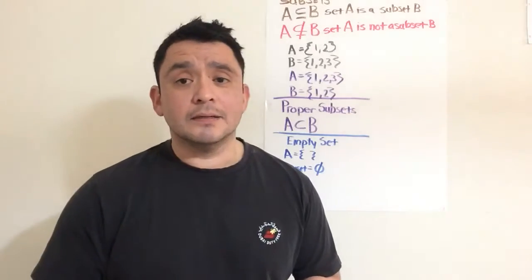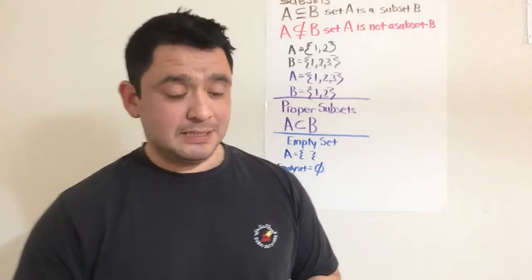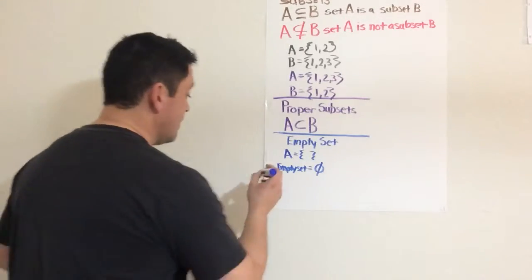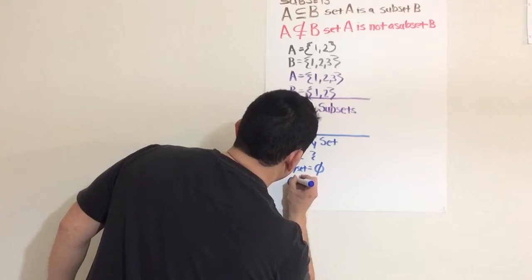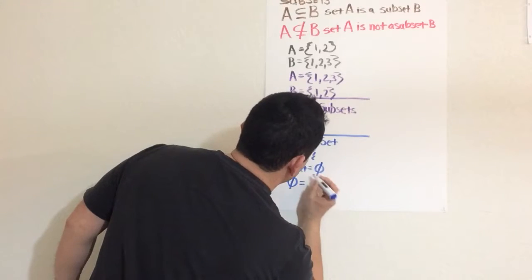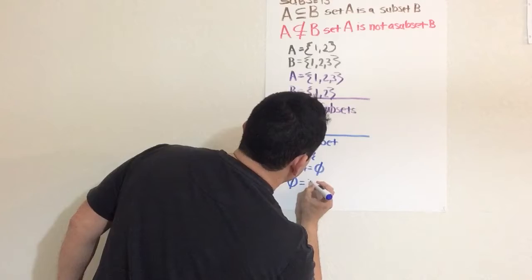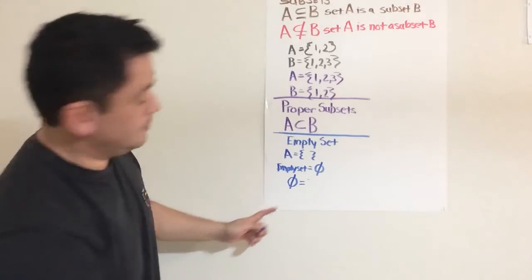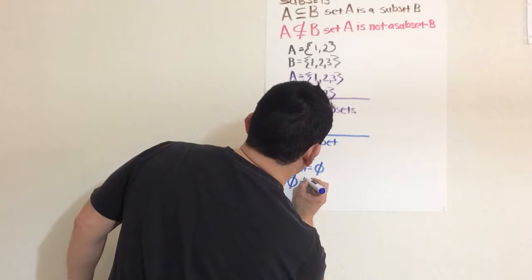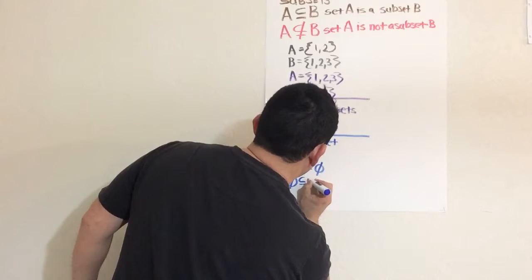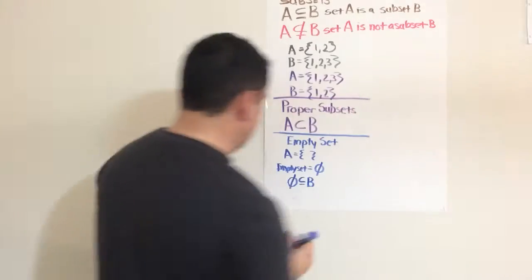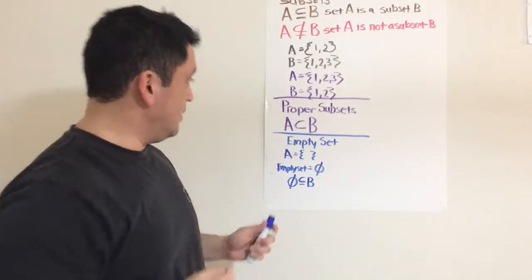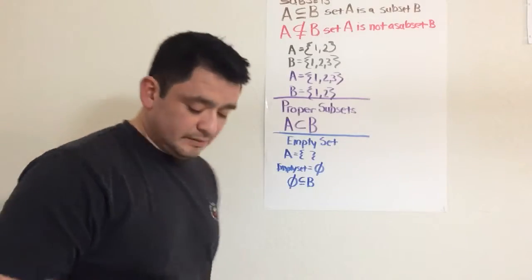Remember, the empty set is always a subset of every set. And I'm going to write it out and then I'm going to explain that one to you a little bit more, okay? Empty set is always the subset. Let me look at my notes here. Empty set is always a subset of every set, okay? Empty set is a subset of B, okay? Well, let me show you what I'm talking about. Empty set is a subset of B.